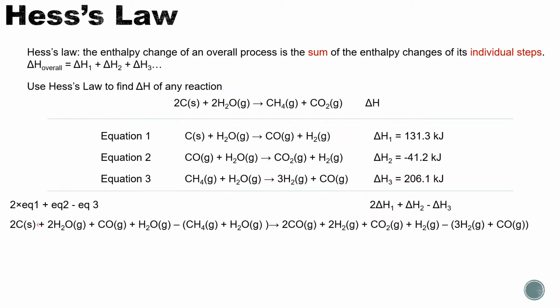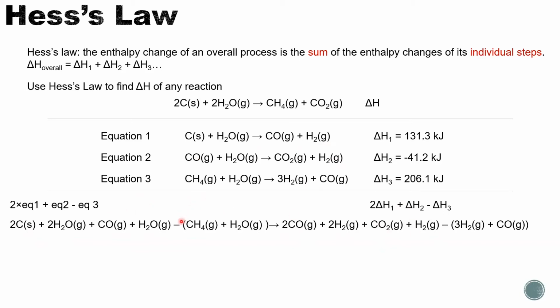First, 2 carbons, 2 waters, the first 2 items here, and then produce 2 COs and 2 hydrogens. Okay, we're good with equation 1. And then equation 2 is 1 CO, 1 water as reactant, and then 1 CO2 and 1 hydrogen as products.